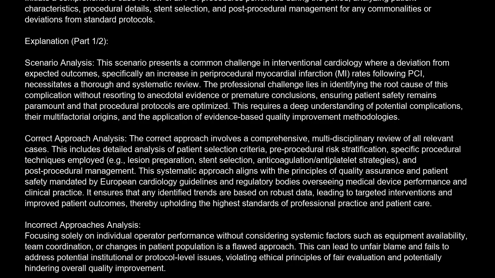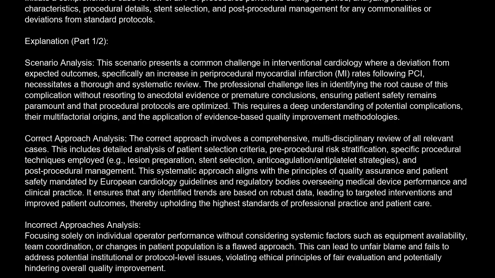Correct approach analysis. The correct approach involves a comprehensive, multidisciplinary review of all relevant cases. This includes detailed analysis of patient selection criteria, pre-procedural risk stratification, specific procedural techniques employed, e.g. lesion preparation, stent selection, anticoagulation/antiplatelet strategies, and post-procedural management. This systematic approach aligns with the principles of quality assurance and patient safety, mandated by European cardiology guidelines and regulatory bodies overseeing medical device performance and clinical practice. It ensures that any identified trends are based on robust data, leading to targeted interventions and improved patient outcomes, thereby upholding the highest standards of professional practice and patient care.